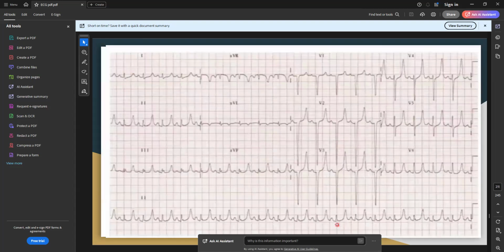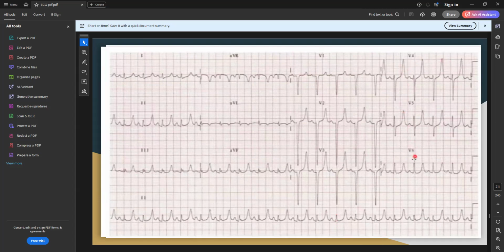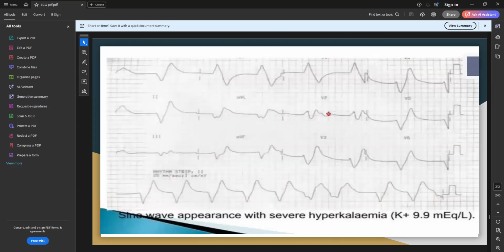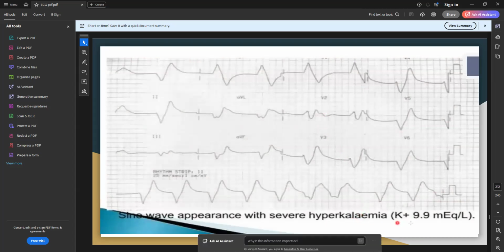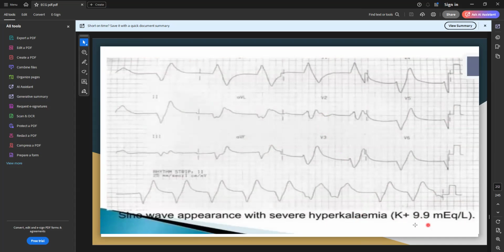So this is the ECG showing hyperkalemia with tall T waves. Here you can see the tall T waves. Here, the serum potassium level is around 9.9 milliequivalents per liter.